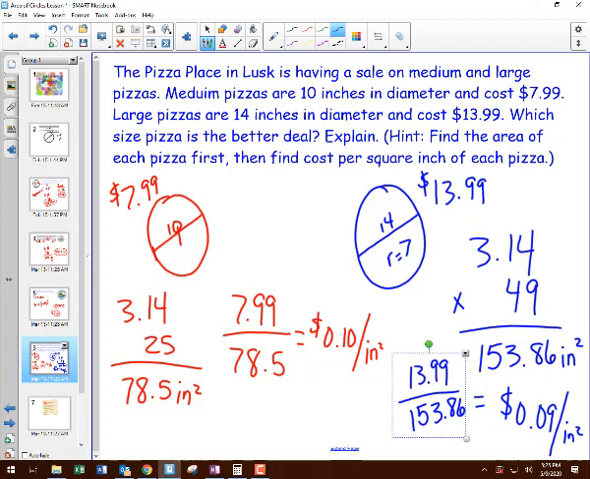Okay, so a lot of figuring out there. Main thing I want you guys to remember is pi times radius squared, and then when you are finding the cost per square inch, we have to take cost divided by our total inches. Okay?